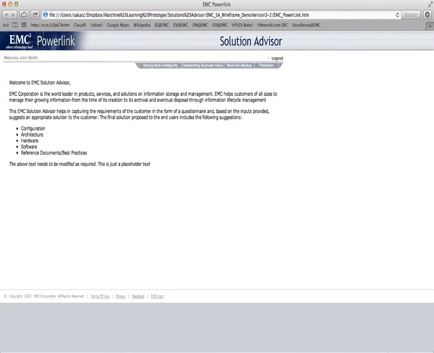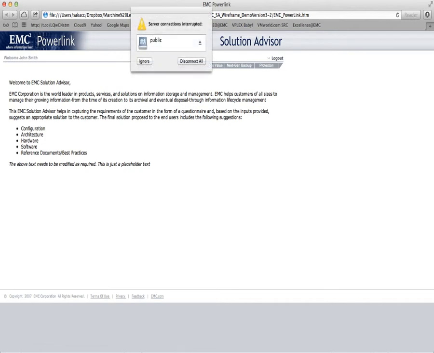This is a quick demonstration of a prototype of a machine learning tool that was developed back in 2007. The prototype was called Solutions Advisor, and it was designed around the idea of what can we do to make the life of people who do solutions design in or around EMC, including EMC Partners, easier.